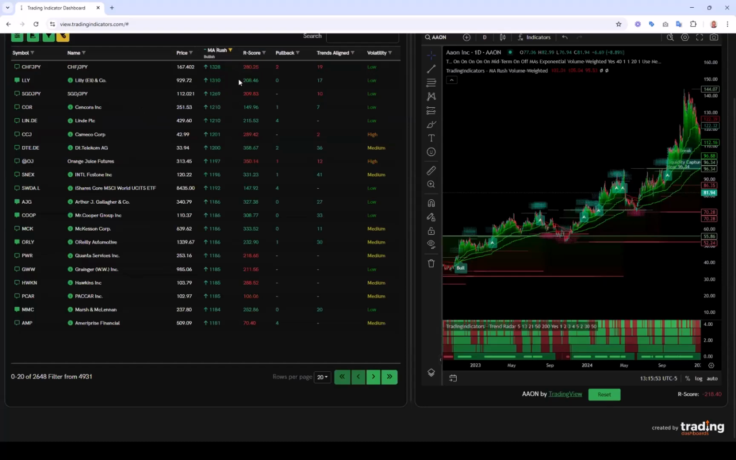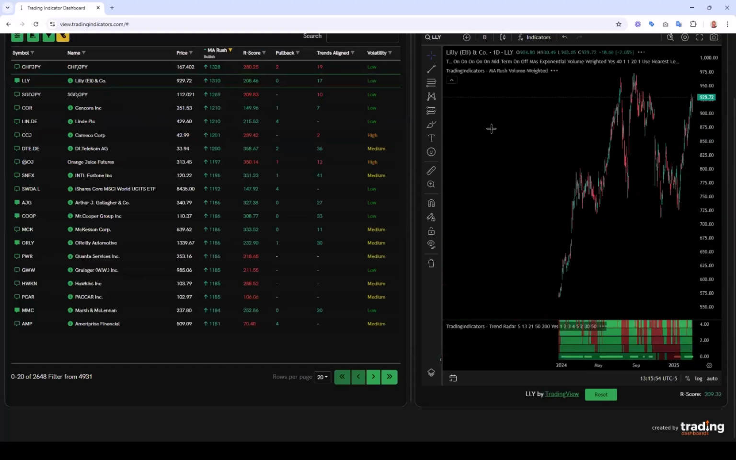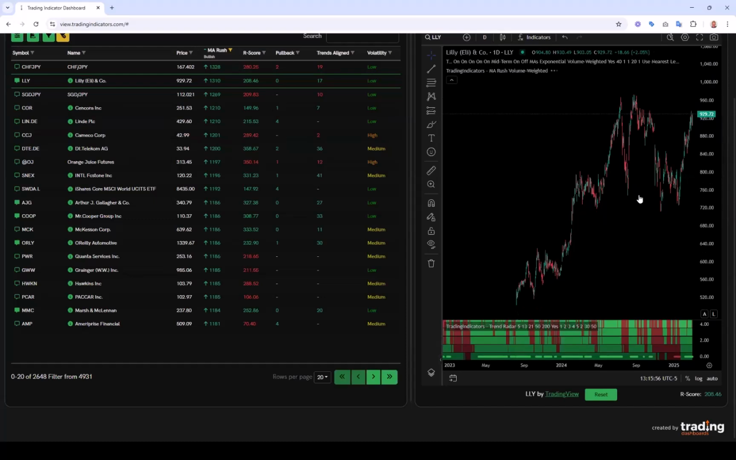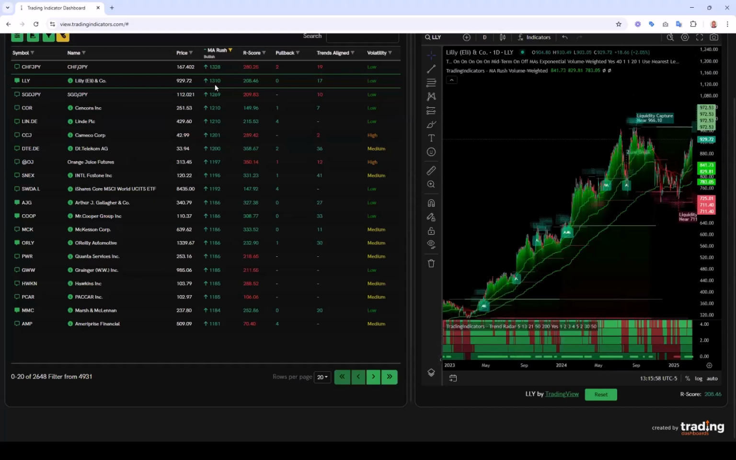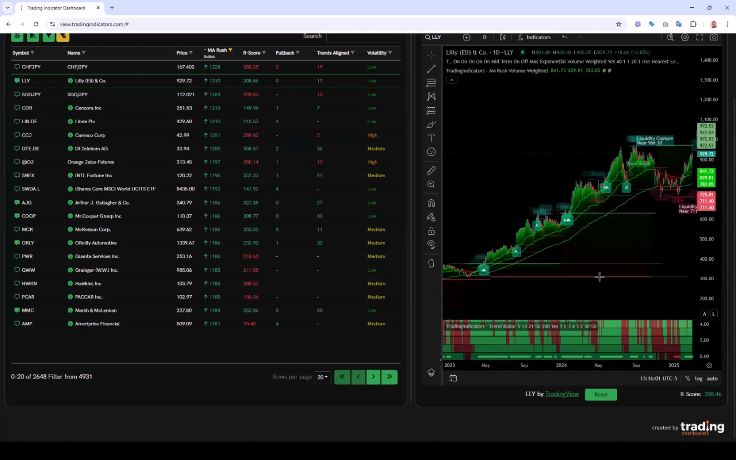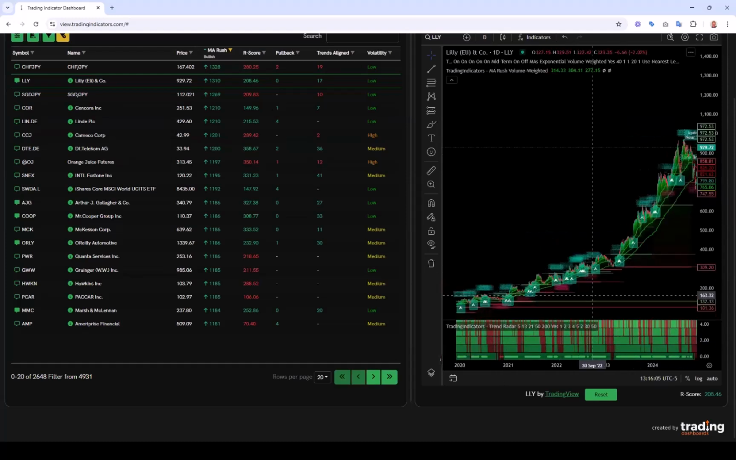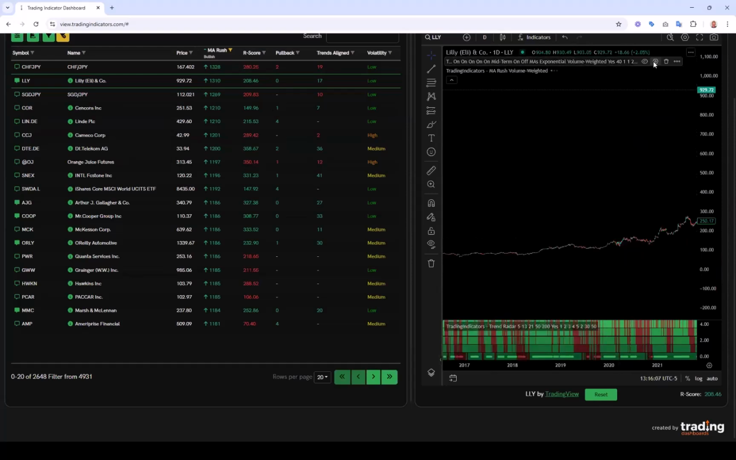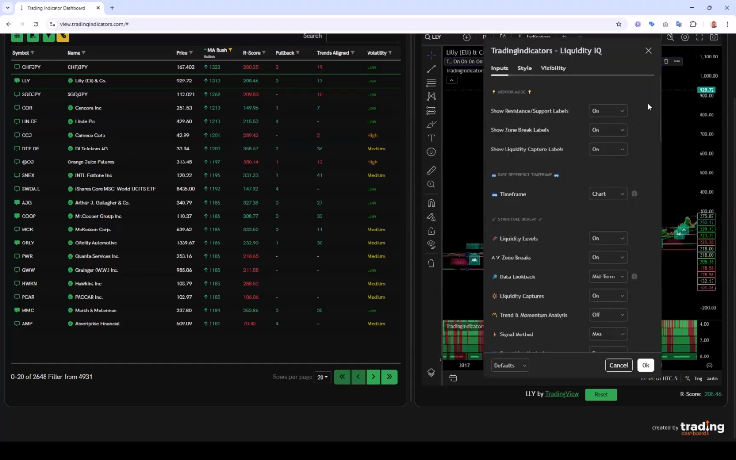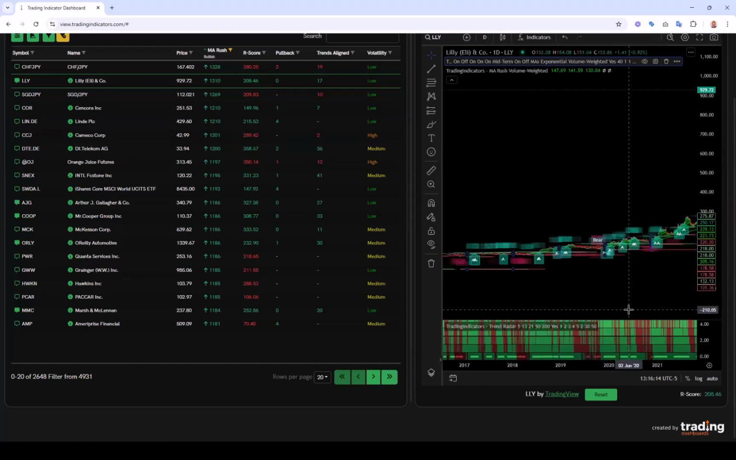And then you can see, for example, that Lilly, it's a great company, has been bullish for 1,310 trading days. It's like 5 years or more. If you scroll all the way back, you're probably going to see a bull label at some point. Let me just quickly disable the zone break label to make it a bit more clear. Yeah, we were bullish.